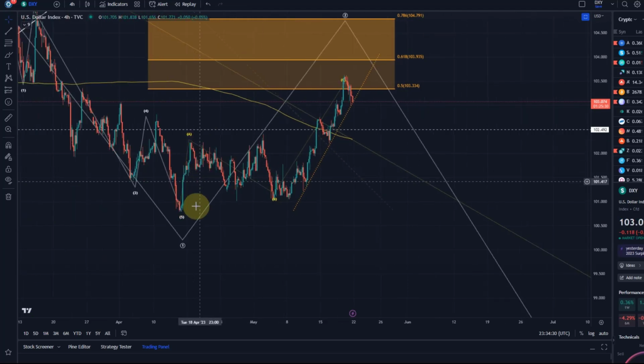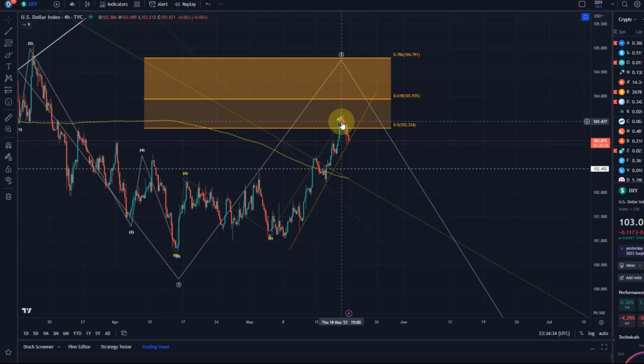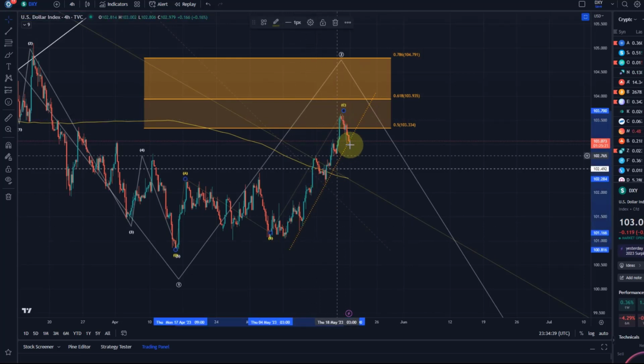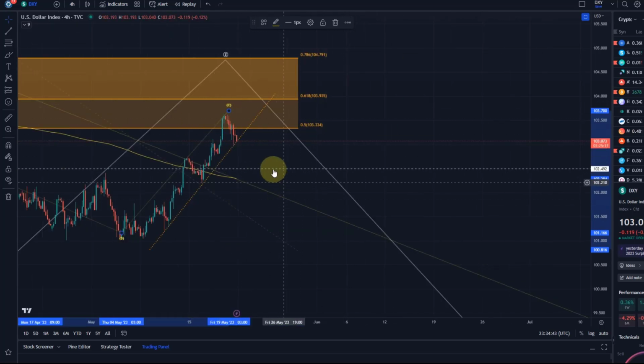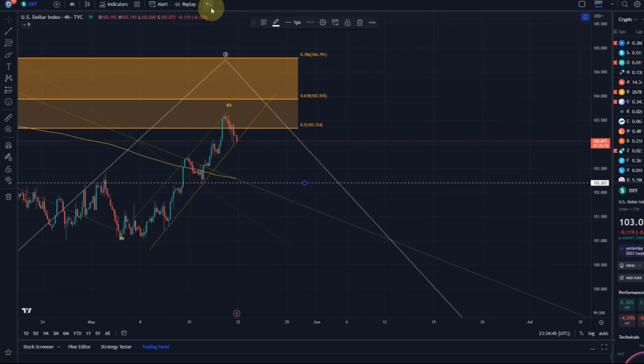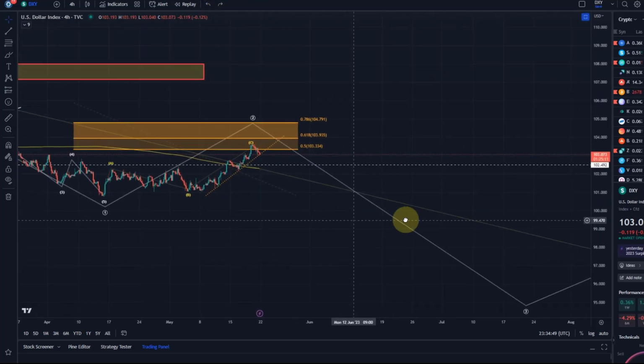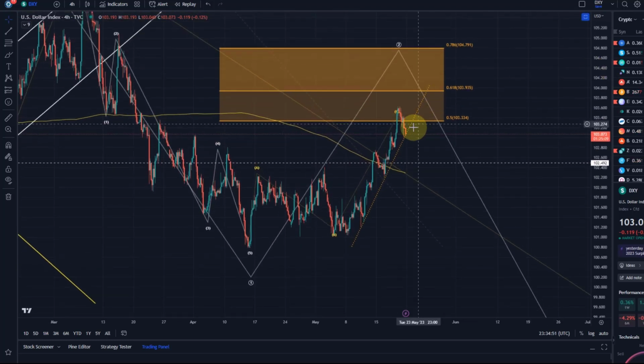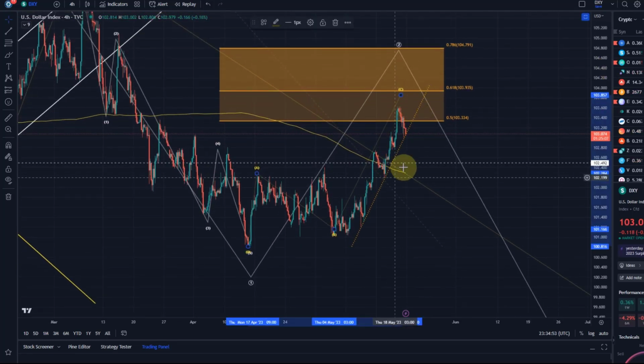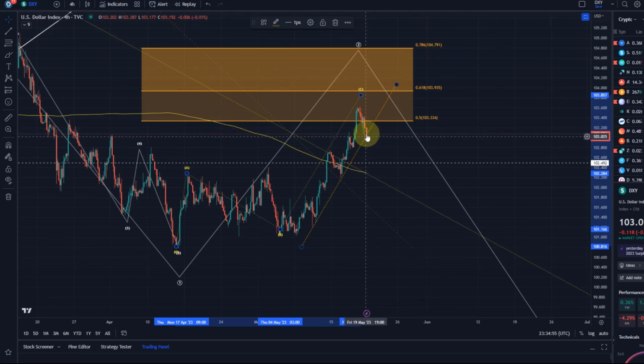Now, at the moment, I'm counting this as an ABC structure to the upside, which could have topped, but I would like to see a break below the trend line that I've added to the chart as a first indication that we really have topped. And it might very well be the case. Let me zoom out a bit. It might very well be the case because it's just about to break it, right?